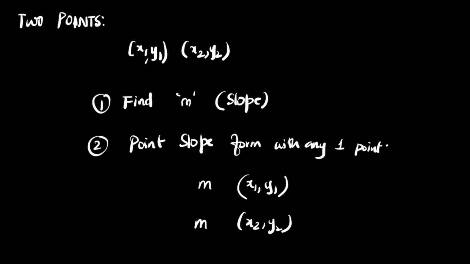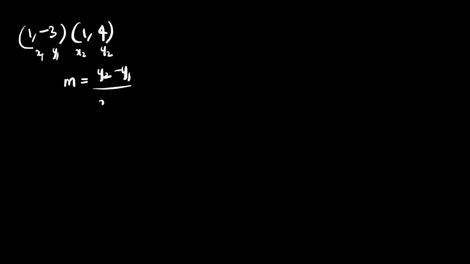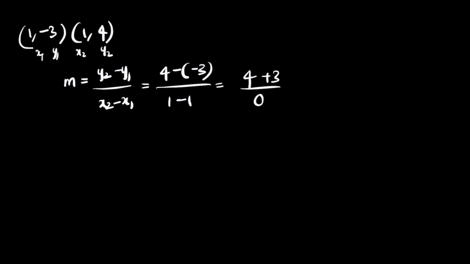So try to do this. Let's take an example of this. Let's say we have a line that's passing through 2 points, 1 comma minus 3 and 1 comma 4. So the first step is m. So we have x1 y1, x2 y2. So m is y2 minus y1 by x2 minus x1. y2 is 4 minus of minus 3 over x2 is 1 minus 1. Now notice that here you have 4 plus 3 by 0. So m here is undefined, or you can also write infinity.